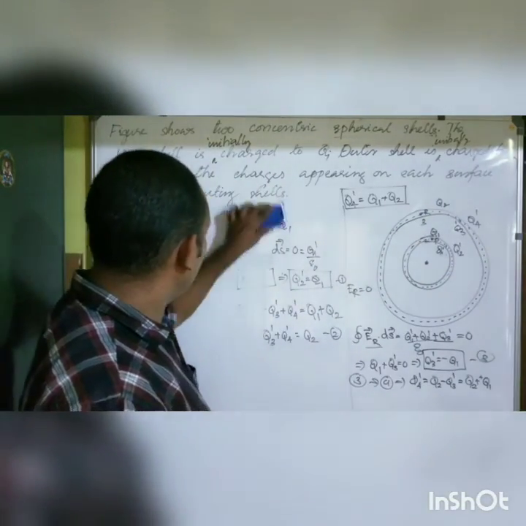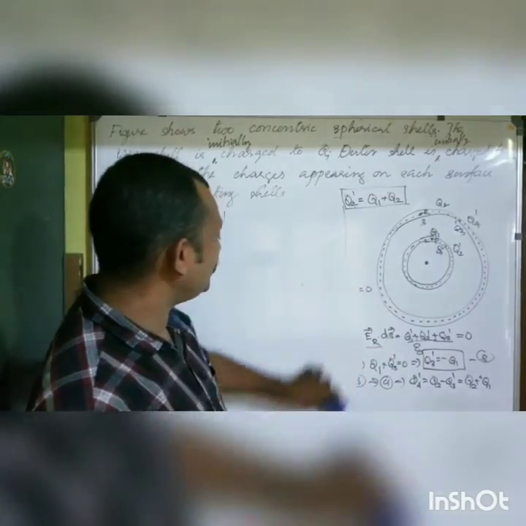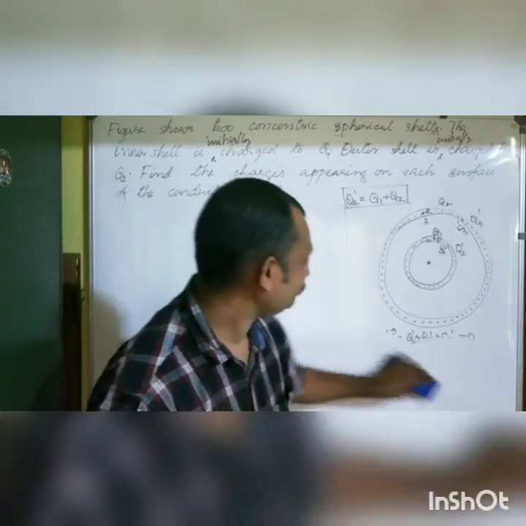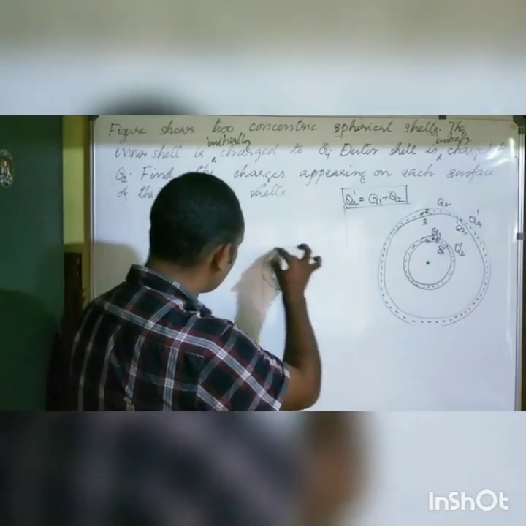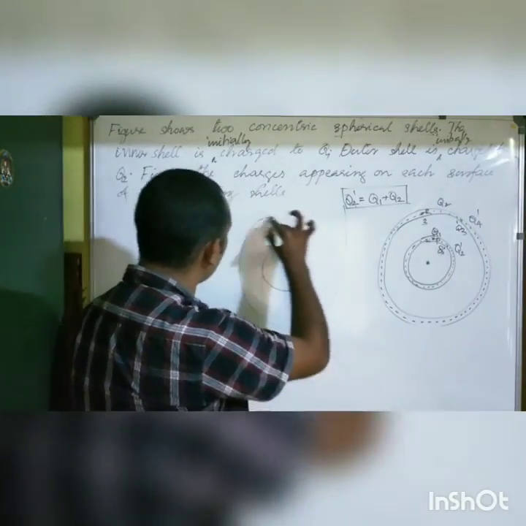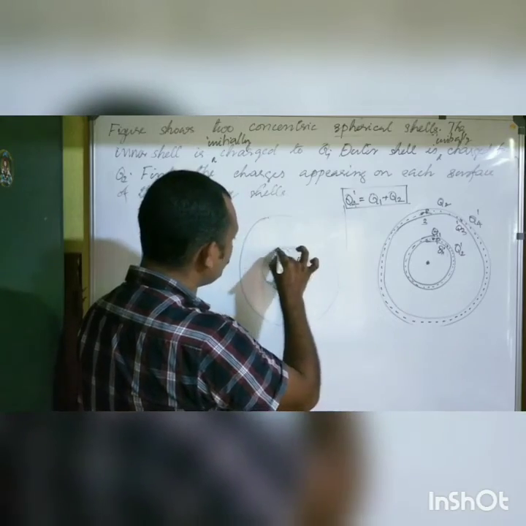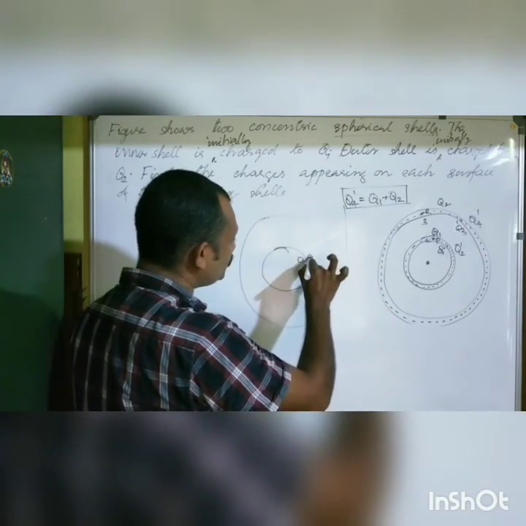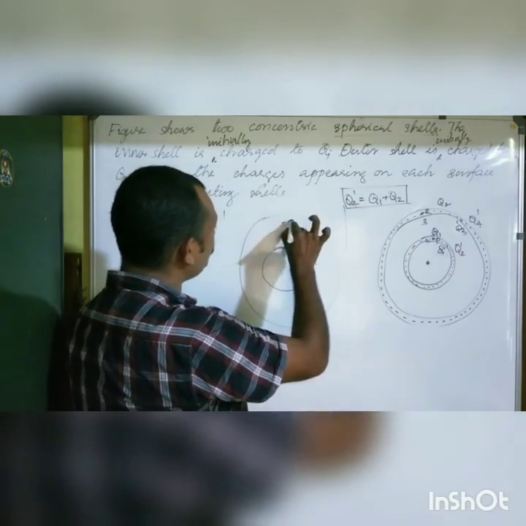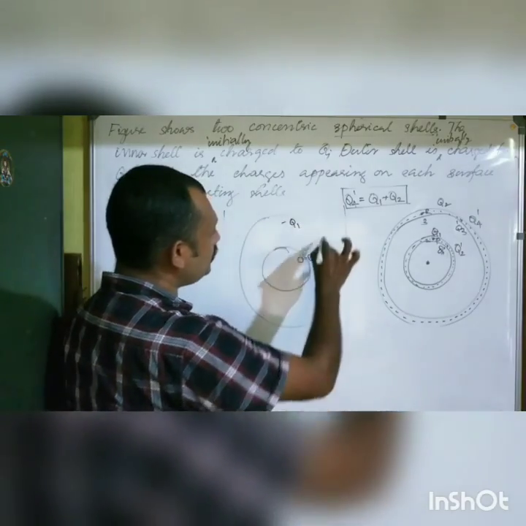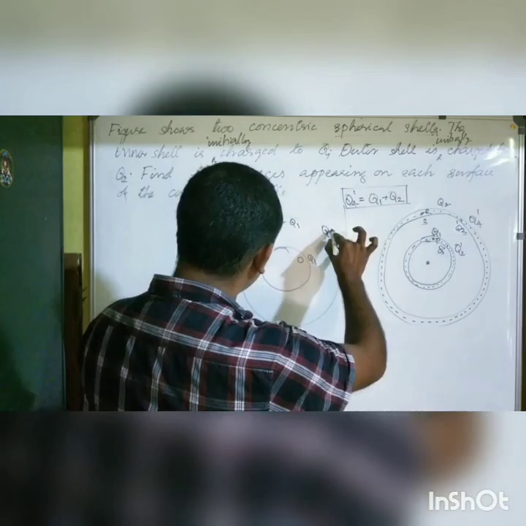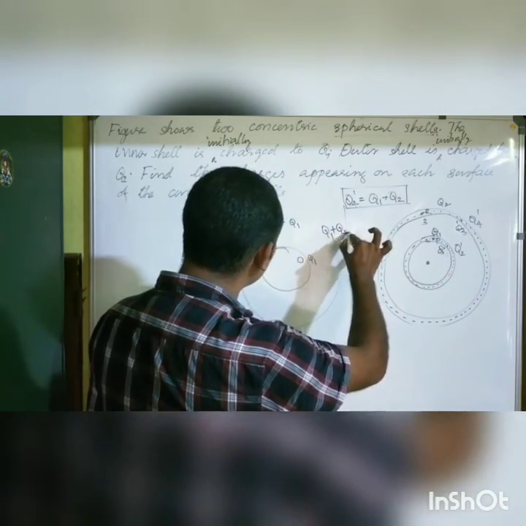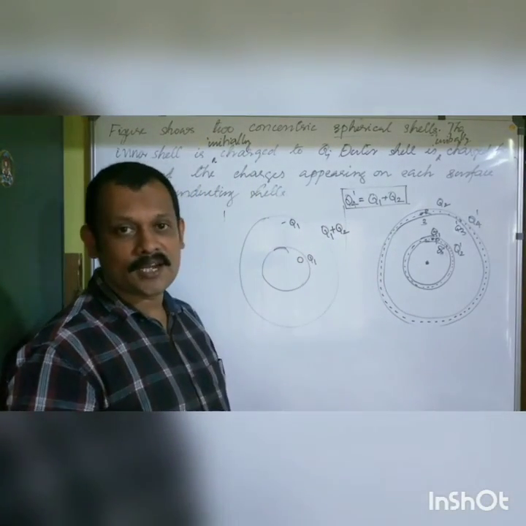Let us conclude by redrawing the figure. This is the inner shell, this is the outer shell. The charge on this one is 0. Charge on this shell is Q1. Charge on this shell is minus Q1. Charge on this surface will be Q1 plus Q2. Hope you understand these questions.